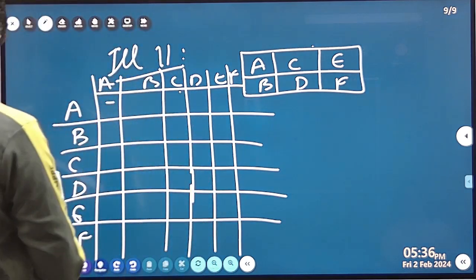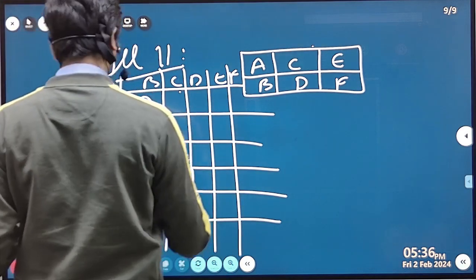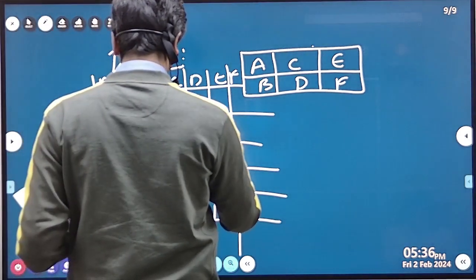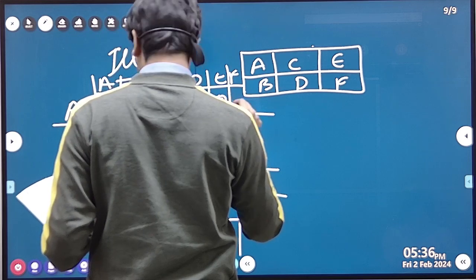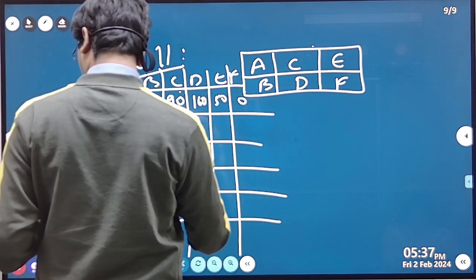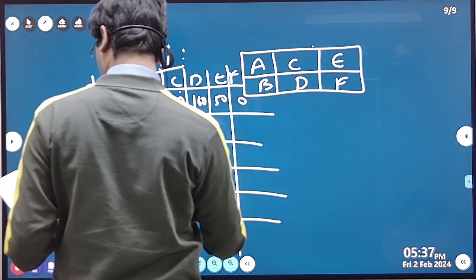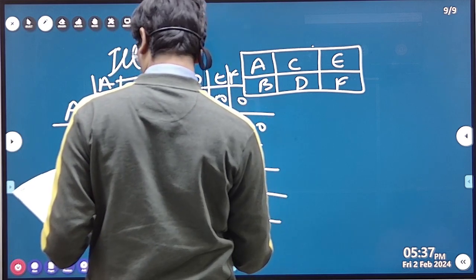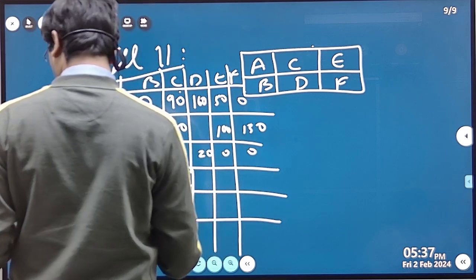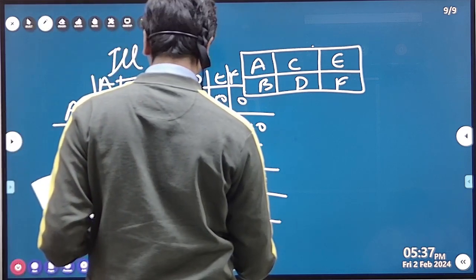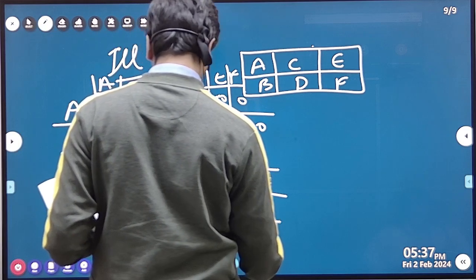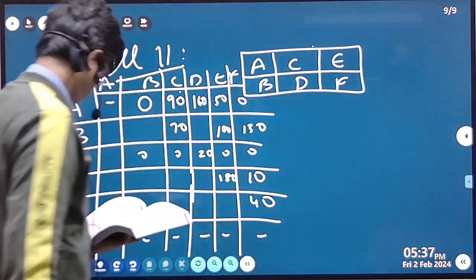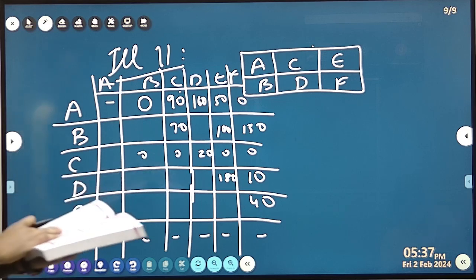Okay, so A to B, there is no handling frequency. A to C, your goods probably move 90 times, right? And to D 160 times, then 50 times, and 0. Then 70, 100, and 130, then 20 and 0. This is 180, and 10 and 40. Okay, so this is your frequency.